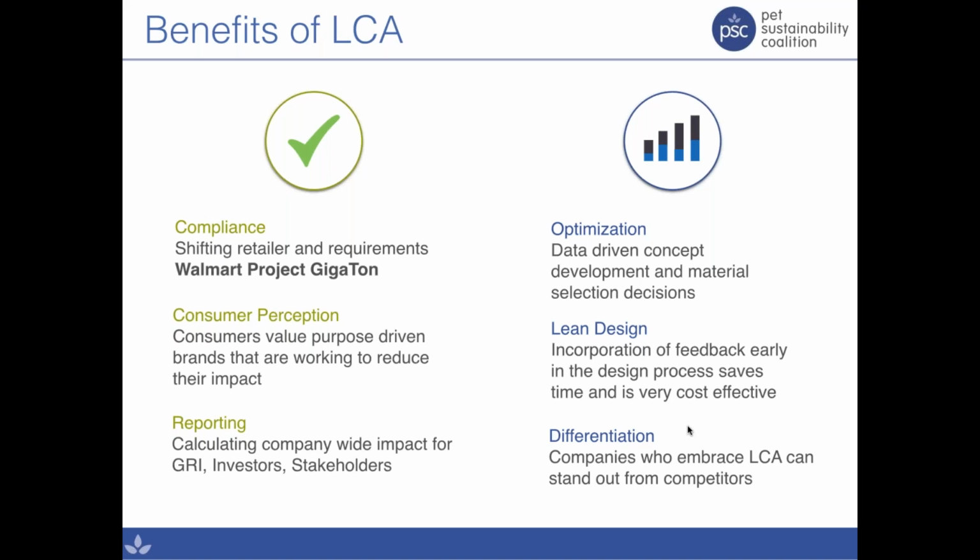Now let's take a look at some of the benefits of life cycle analysis on the next slide. Some of the benefits of LCA: the first would be compliance. Retailers are ever shifting their requirements, and a great example of this is Walmart's Project Gigaton, that some of you may have heard of, and maybe some companies on this webinar are a supplier of Walmart as well. Walmart is committed to reducing a gigaton of emissions from their supply chain, and as part of that initiative, they're requiring all of their suppliers to report on their impacts. Our Compass tool that we're going to talk about today is going to be a great tool that could actually assist you in complying with Walmart or some other retailers as well.